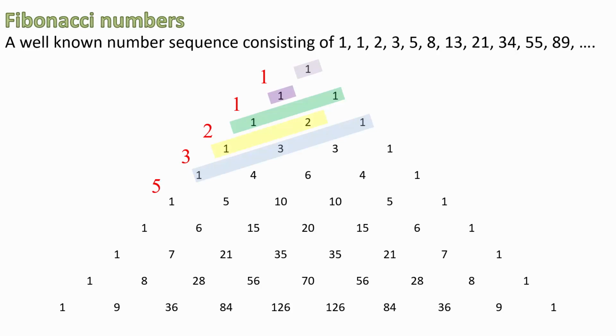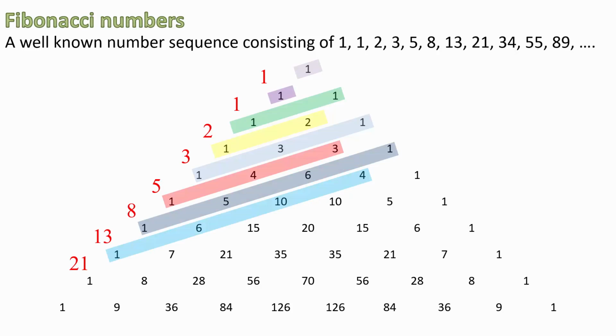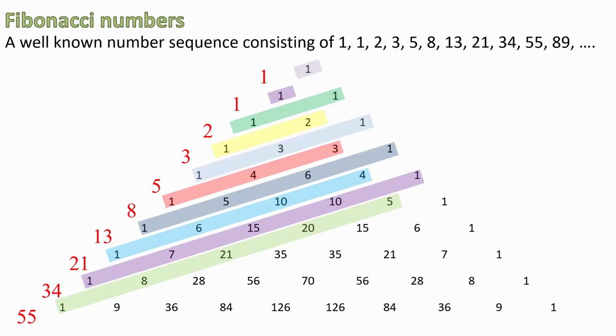All we do is take the sum of the numbers in each of those diagonals, and we can continue that indefinitely. I only have room to show what you can see there, but you can go on basically forever doing that. So that's a very well-known number sequence, the Fibonacci sequence.